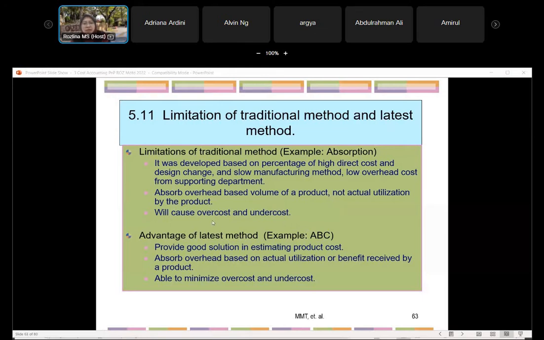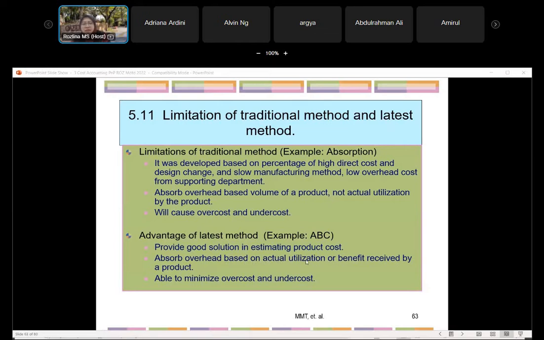Okay, how to get the value of overcost and undercost? This is after you do the activity-based costing. Then you can see which one is overcost and which one is undercost. Okay, now we want to use another approach. We call it activity-based costing, ABC. Okay, what is the advantage? It provides a good solution in estimating product cost because it can absorb overhead based on actual utilization.